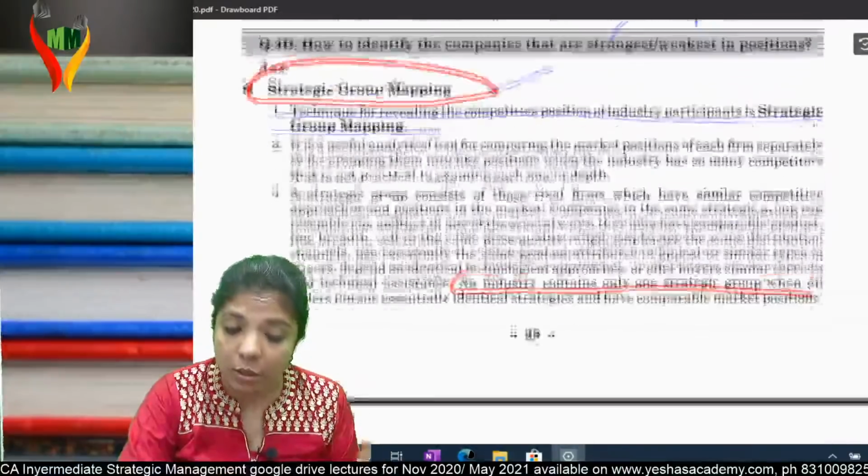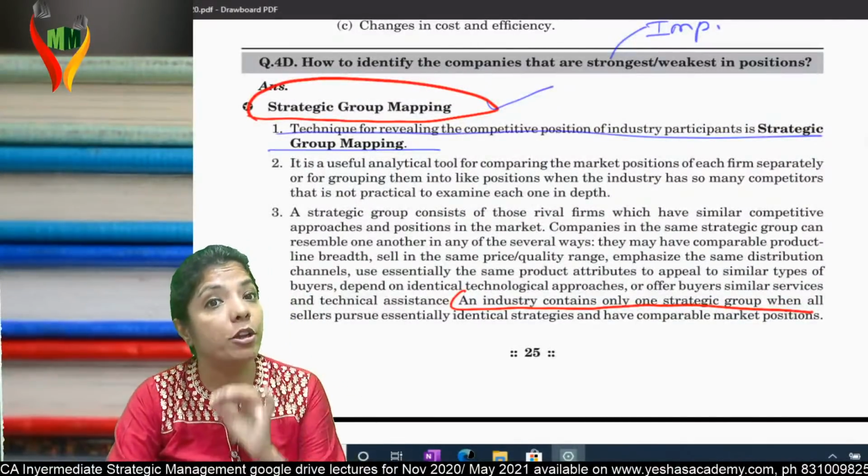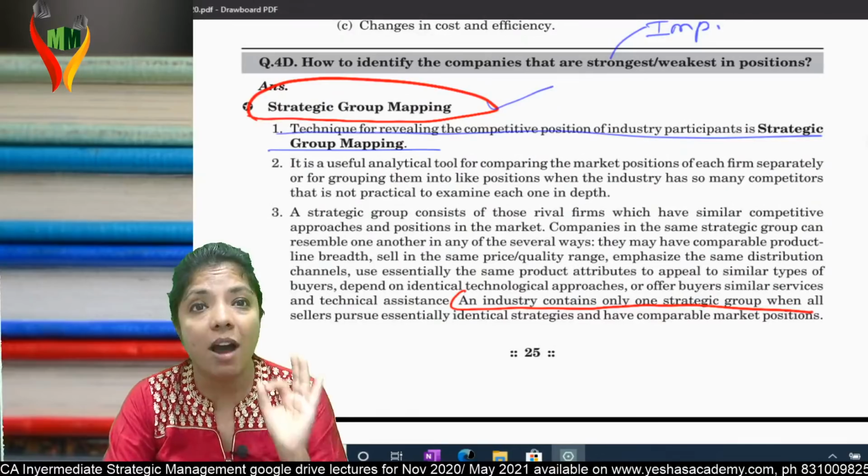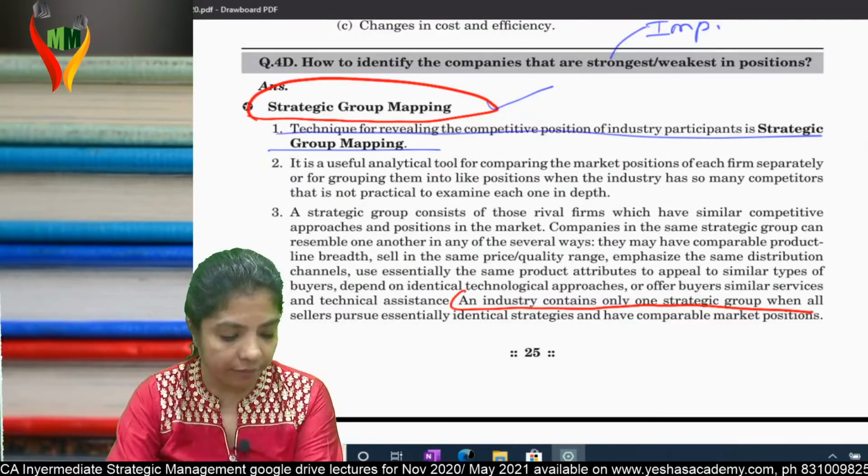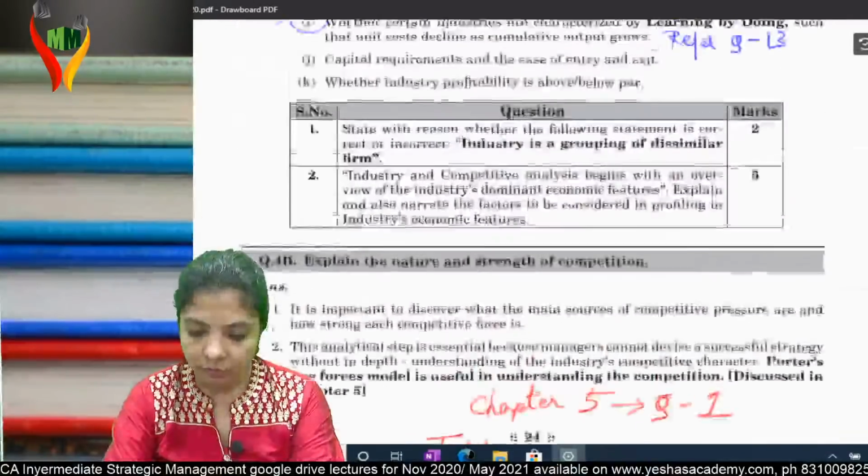4D is an important question from an exam point of view. ICAI loves this question. Okay. Next.